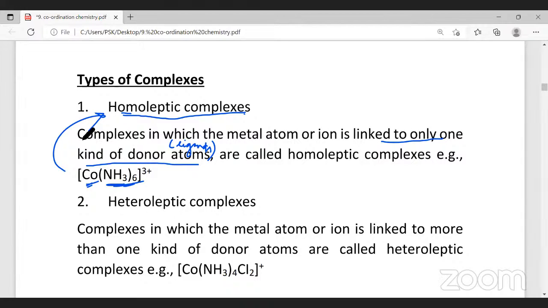All right. So what is a homoleptic complex? Homoleptic complexes are complexes which contain only one type of ligand. Those are called homoleptic complexes. Followed?